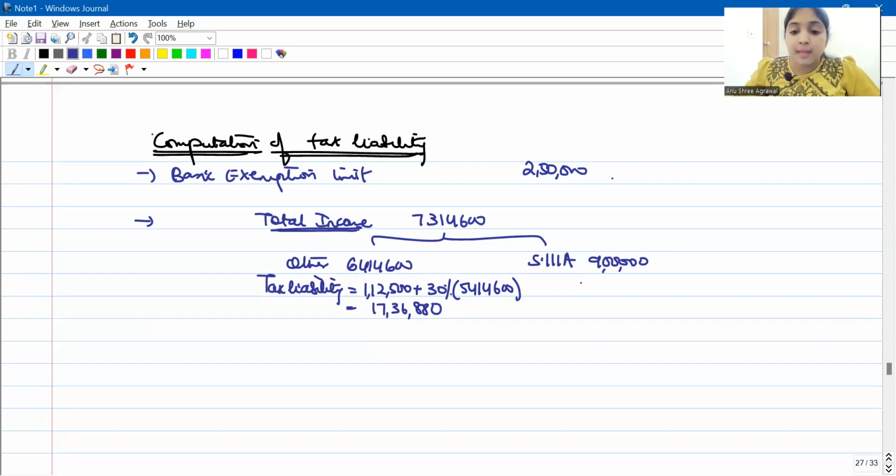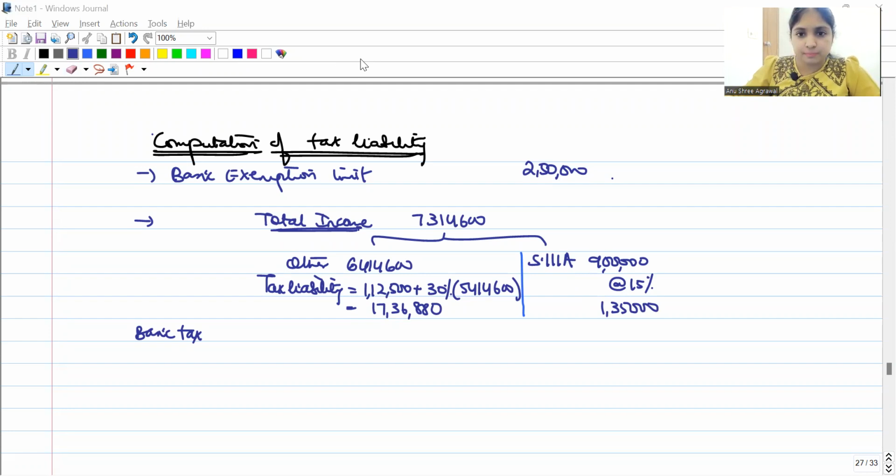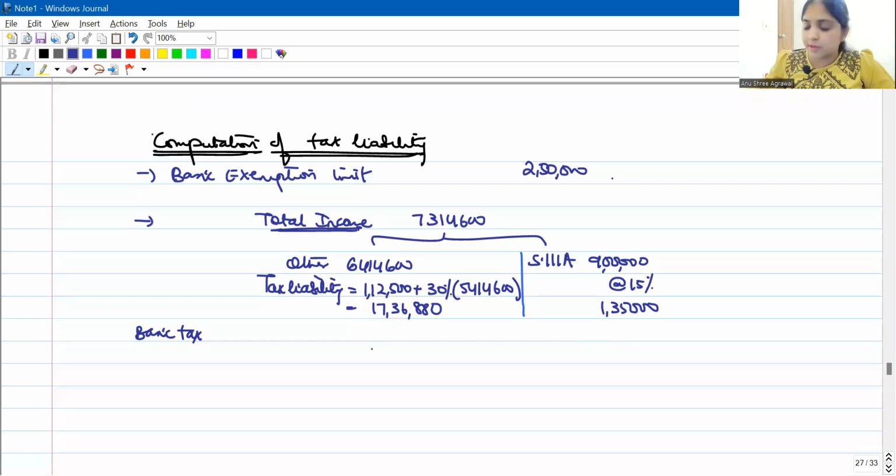17,36,880 here. Then on section 111A, what will your tax rate be here? You don't have any basic exemption limit left. So it's going to be fully taxable at what rate? At 15%. So 9 lakh into 15%, 1,35,000 will be the tax here. So what is my total basic tax now? 17,36,880 plus 1,35,000. That's going to be 18,71,880. Until here, clear?